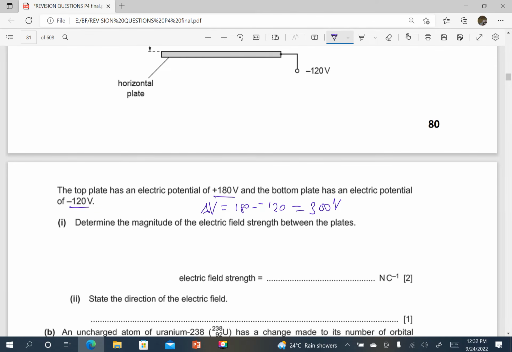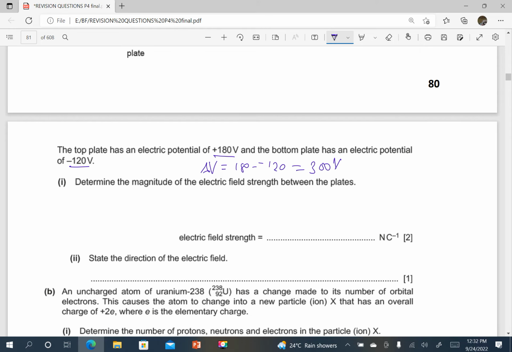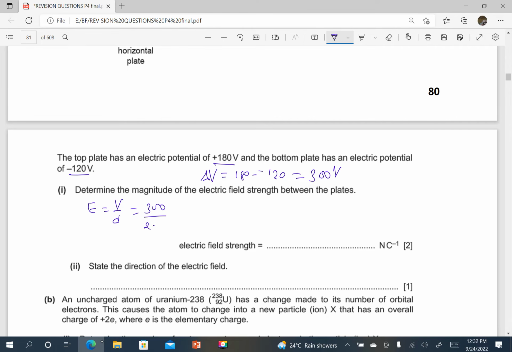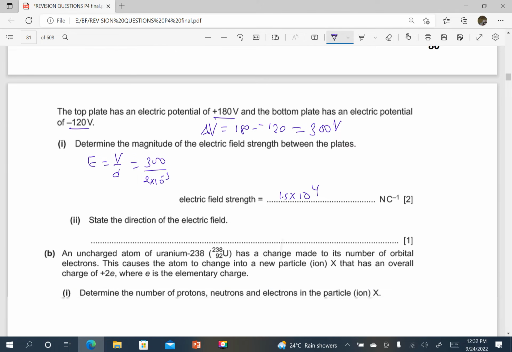Determine the magnitude of the electric field strength between the plates. So we know that E is equal to V over d, where V is potential difference. That will be 300 divided by the separation. The separation was 2 centimeters, so this will be 2 times 10 power negative 3. 3 is divisible by 2, so that is 1.5 times 10 power 4 newtons per coulomb.